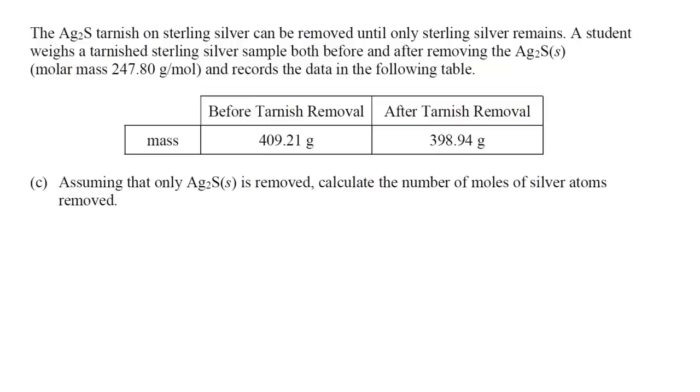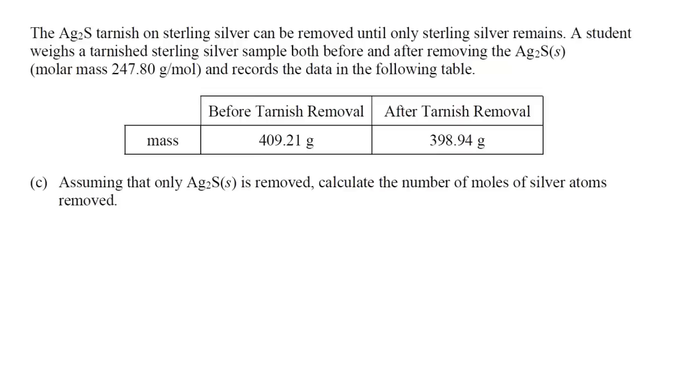It weighs 409.21 grams. And then after the silver sulfide was removed, again, that's the tarnish. So after the silver sulfide is removed, it weighs less. It weighs 398.94 grams. So the student records the data in the following table, and then part C asks, assuming that only solid silver sulfide is removed, calculate the number of moles of silver atoms removed.